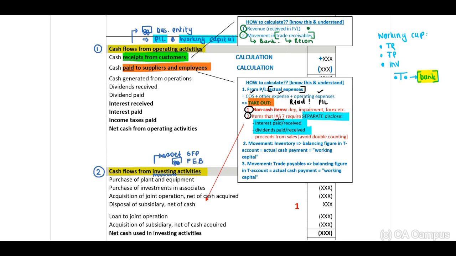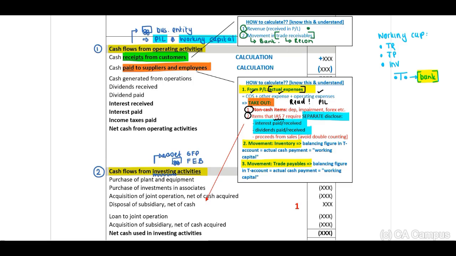Now, number 2, and you will identify that I include steps, guys. If you look at your cash paid to suppliers, step number 1, you need to obtain your actual expenses and take out non-cash items and separately disclosed items. Number 2, you need to calculate the movement in your inventory. Number 3, you need to calculate the movement in your trade payables. Now, I am going to explain to you exactly what I mean with movement.